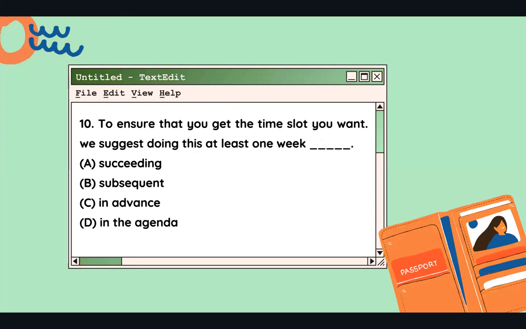Thank you, Pam. For question number 10, to ensure that you get the time slot you want, we suggest doing this at least 1 week. A, succeeding, B, subsequent, C, in advance, D, in the agenda. You will have 20 seconds to give the answer.